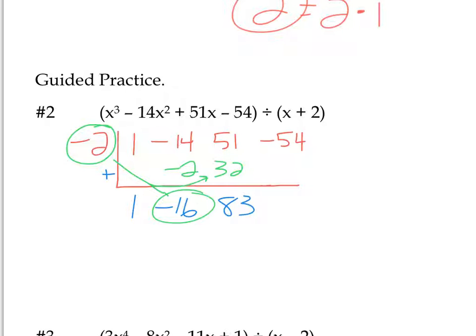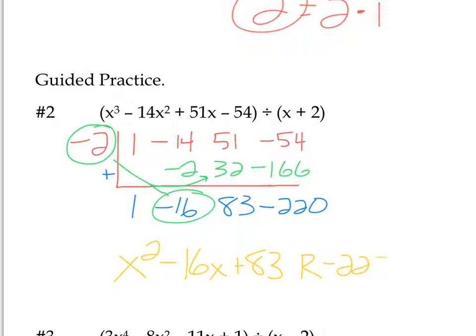We're going to multiply by negative 2, that's negative 166. And now when we add these together, right, a negative plus another negative is going to be more negative, so negative 220. Okay, and so now these are the coefficients in our quotient, and this is our remainder. So what would that look like when we write it out? Right? We're going to have a final answer of x squared. You don't have to write the 1 in front of it. You can, it's not wrong. Minus 16x plus 83, and then remainder negative 220.